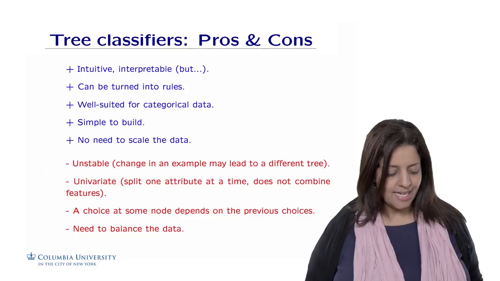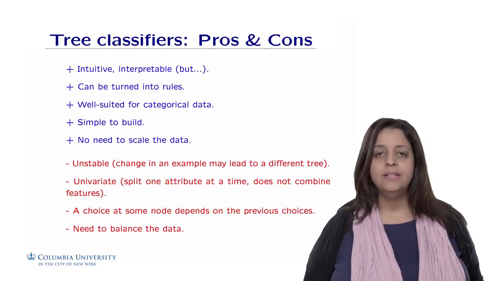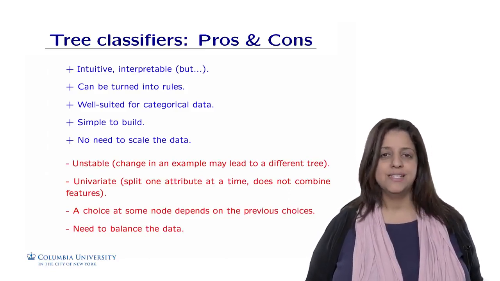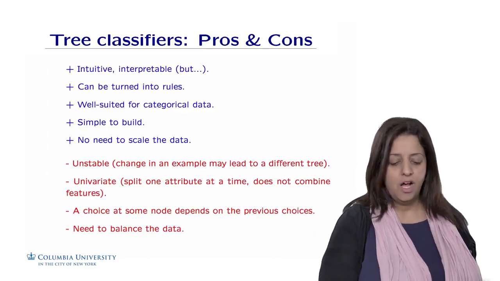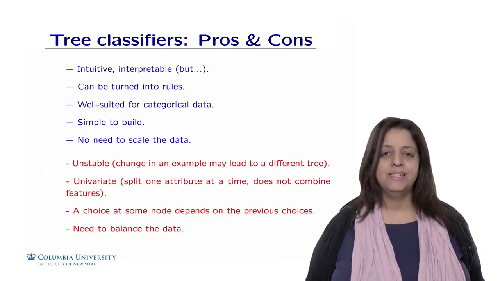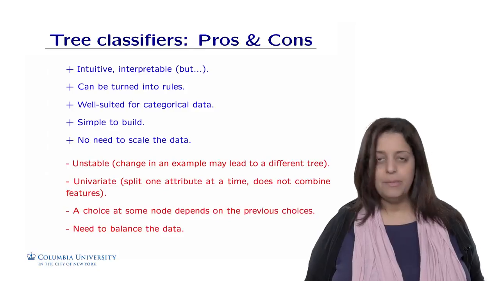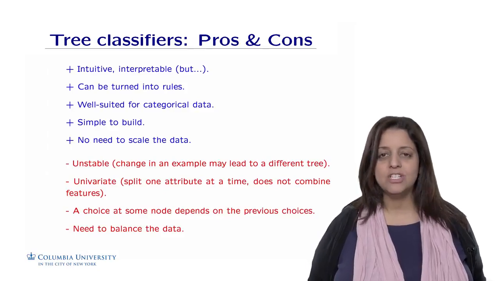The fourth con is that a choice at some node depends on all the previous choices, because there is this sequence of choices of your features. And finally, you need to balance the data, otherwise this is a problem and you'll get a very biased tree that is just learning one of the classes.